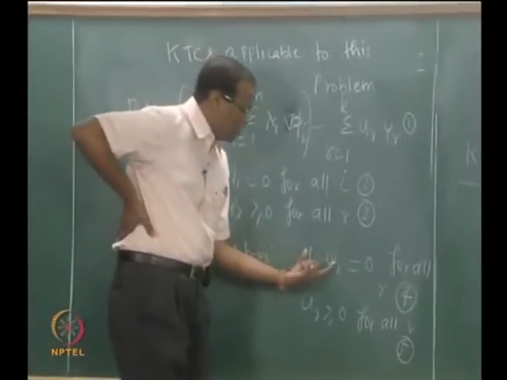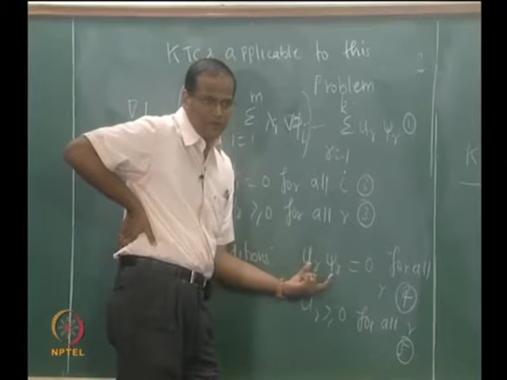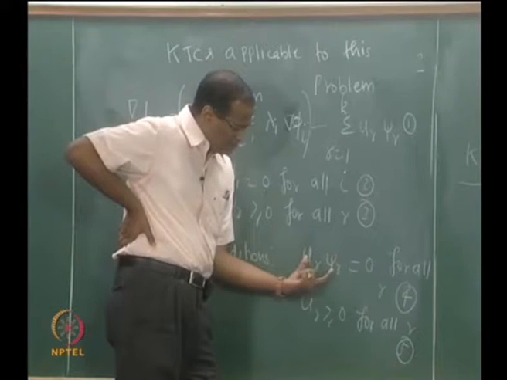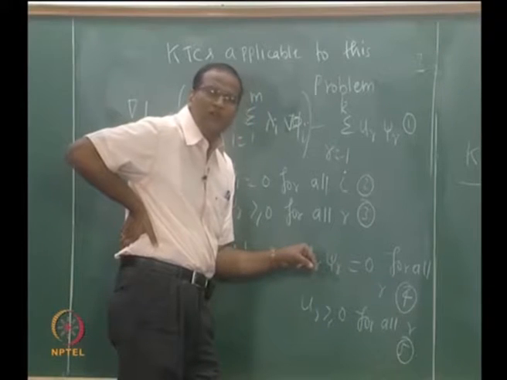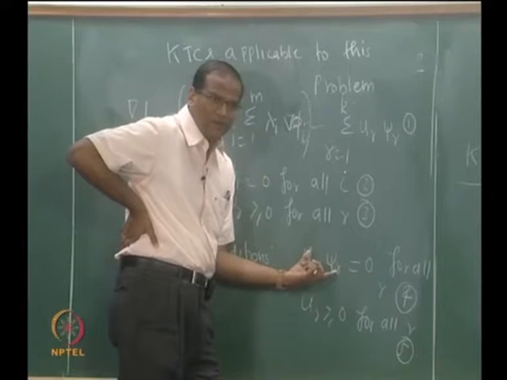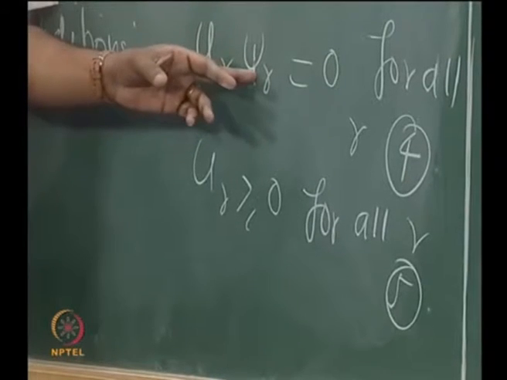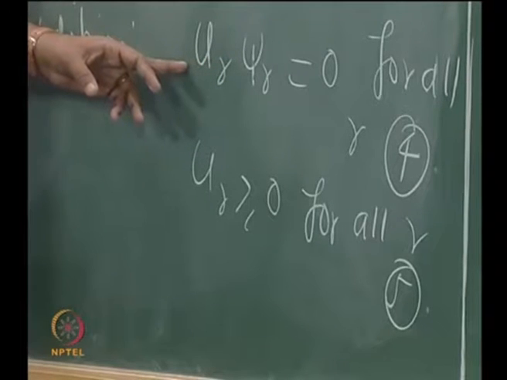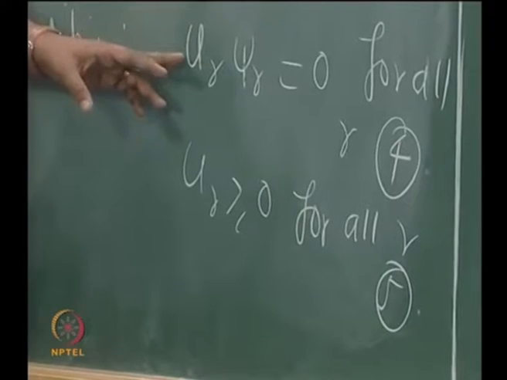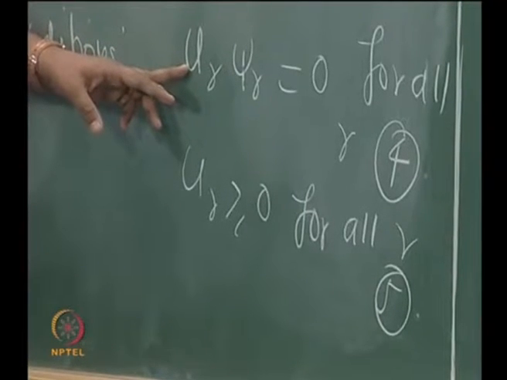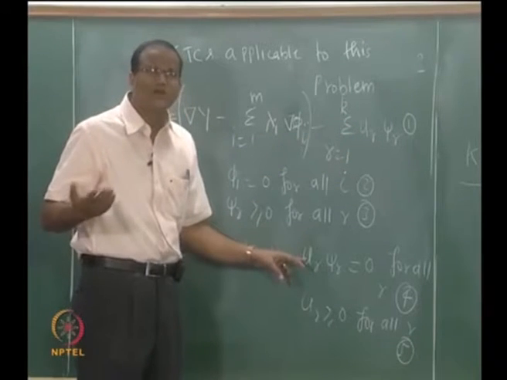This is a very important condition introduced by Kuhn and Tucker. This 4 means either psi equal to 0 or u equal to 0 or both are 0. I come again, it is a very important condition, either psi is 0 or u is 0 or both are 0. If u is equal to 0, there is no problem at all. u is the sensitivity of the objective function with respect to that constraint. If u is equal to 0, we are home.